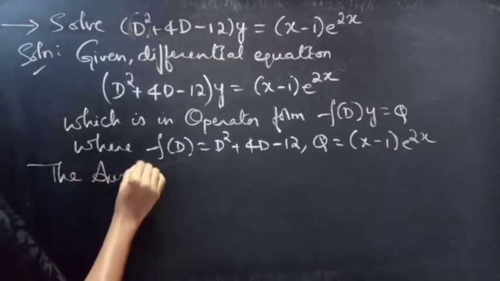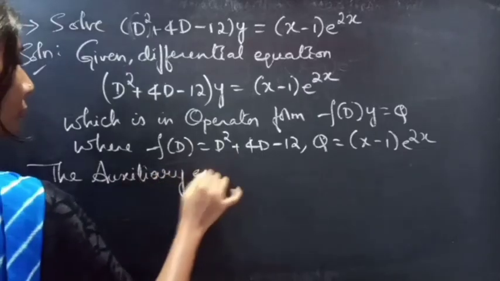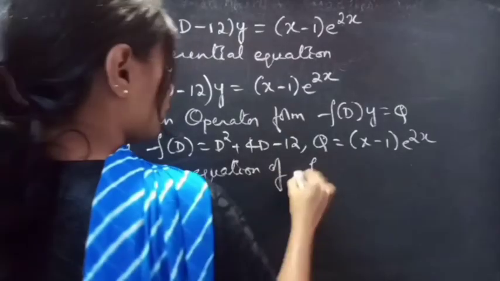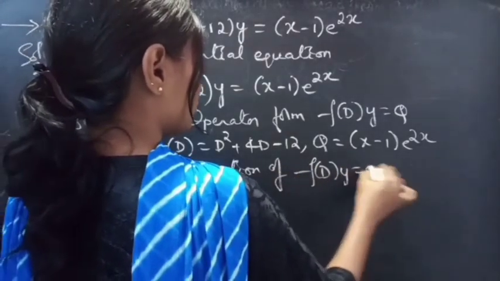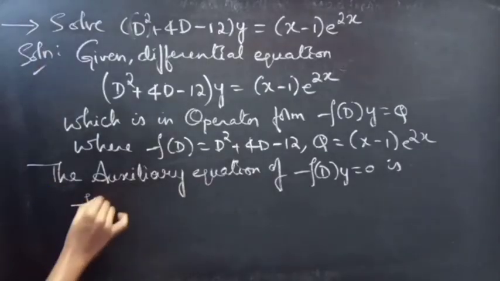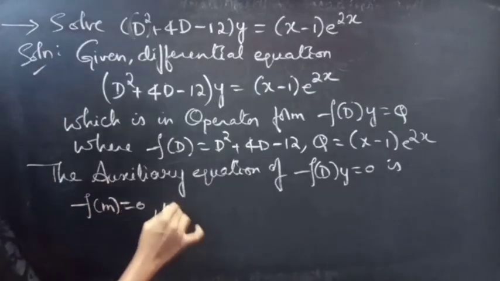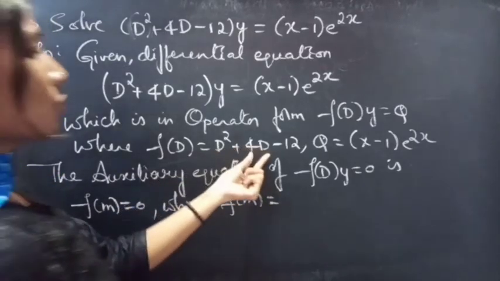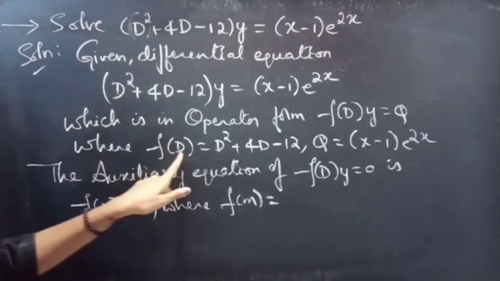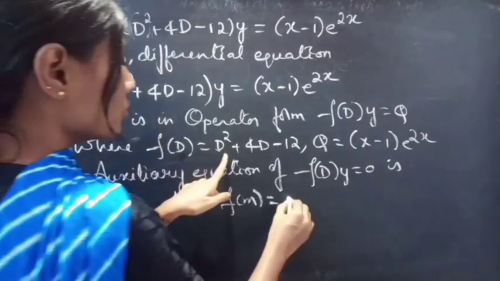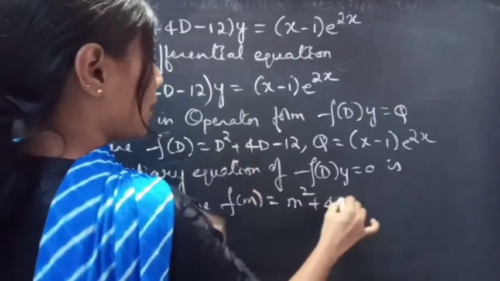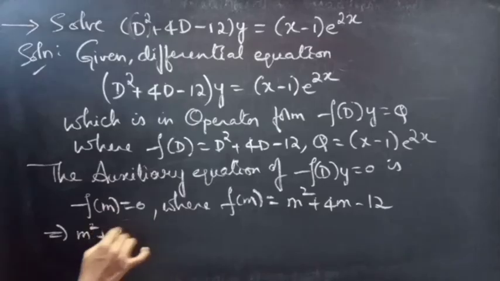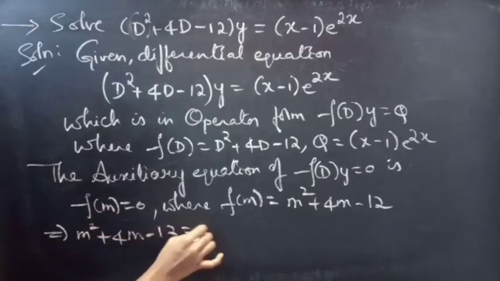The auxiliary equation of f(D)y = 0 is f(m) = 0, where f(D) = D² + 4D − 12, right? So let's replace the differential operator with m, so that we'll get f(m) = m² + 4m − 12. Then our auxiliary equation becomes m² + 4m − 12 = 0.